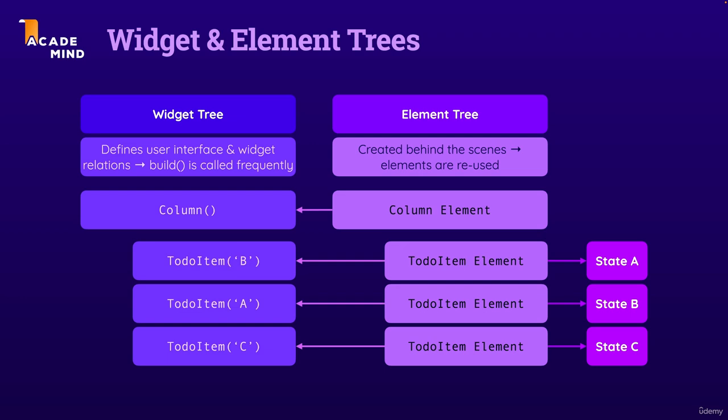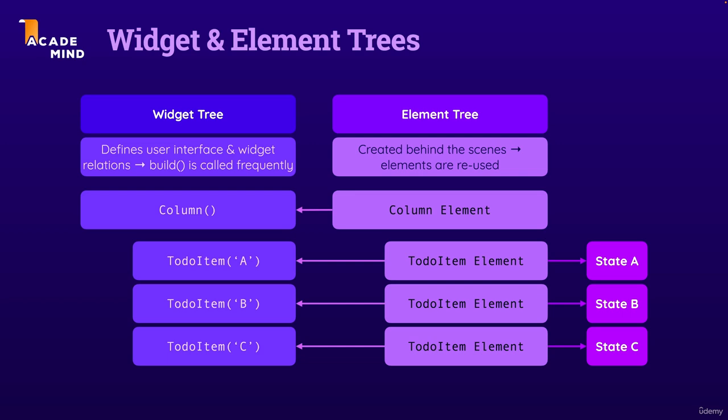And it keeps that element and just makes sure to update the reference to the widget it found in the same place in the widget tree. That's all, but it just takes a look at the element type and the widget type. And that's why the state doesn't move along, because of course the types here didn't change. We're still dealing with to-do items.